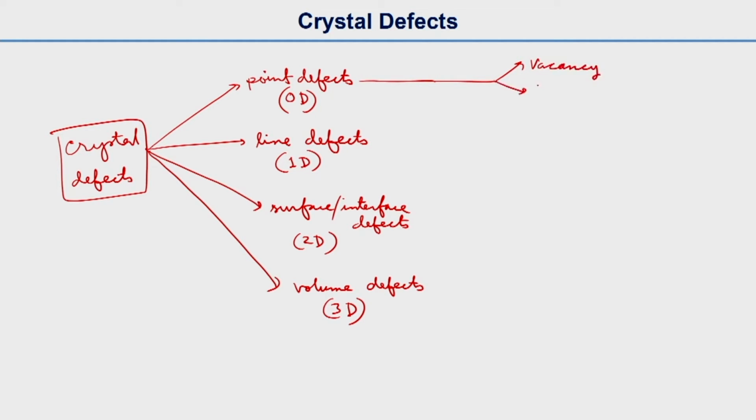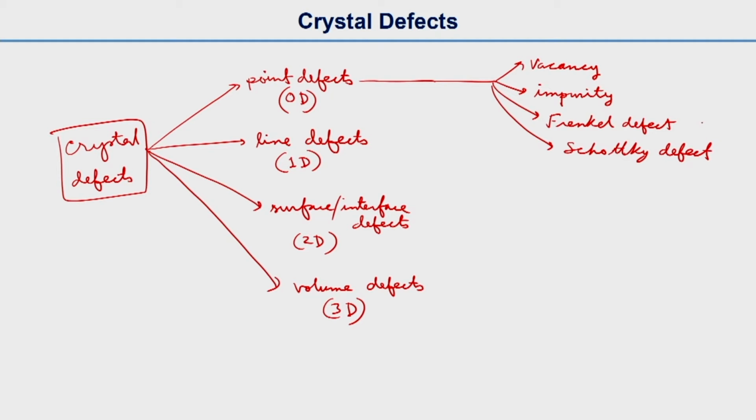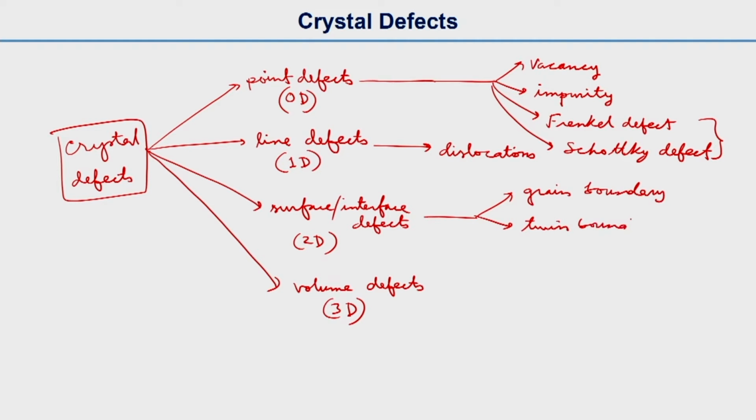Point defects are vacancy, impurity atoms, Frenkel defect, and Schottky defect. These two are for ionic materials. Then the line defect, as you know, very popular among metals, is dislocations. For surface defects, that can be grain boundaries, twin boundaries, and then stacking fault.